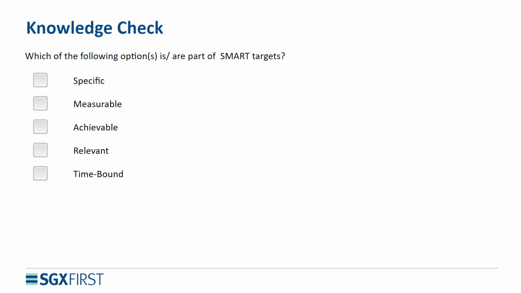It's time for a quick knowledge check. Which of the following options is or are part of SMART targets? You may pause the video now, jot down the answers, and when you are ready to continue, press play. The following are part of SMART targets: specific, measurable, achievable, relevant, and time-bound.